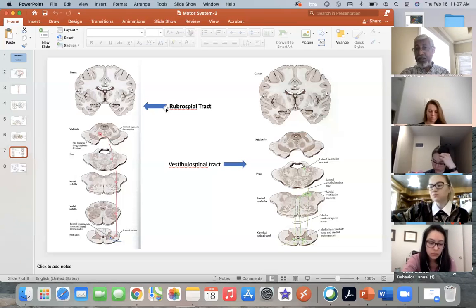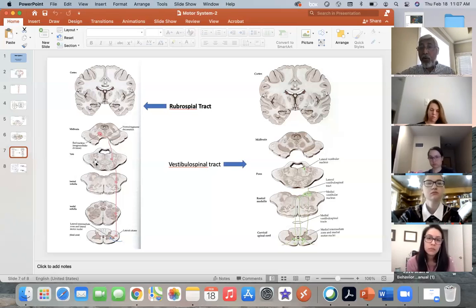And the rubrospinal tract, that originates in the red nucleus in the midbrain, mainly performs its function along with the corticospinal tract, mainly the lateral corticospinal tract. That is the function of rubrospinal, and rubrospinal will increase the tone of flexor muscles. Okay, rubrospinal will control the flexor muscle tone, vestibulospinal will control the tone of extensor muscle.